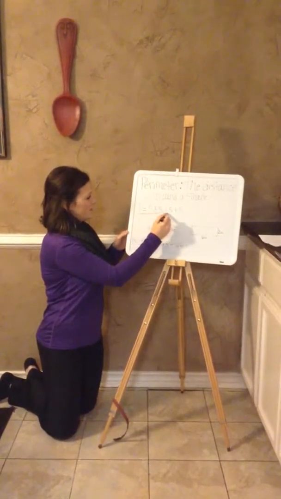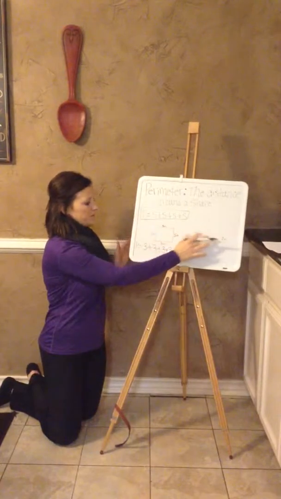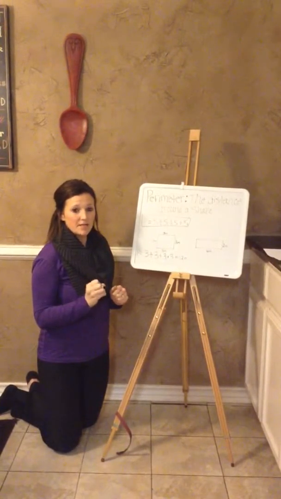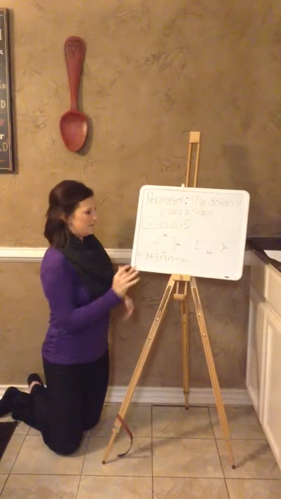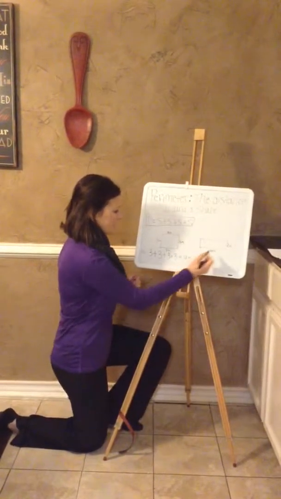This formula is very important to remember. It helps you figure out the perimeter of any shape, but it's also going to be on your test. Make sure you memorize that. Let's figure out the perimeter of this rectangle.